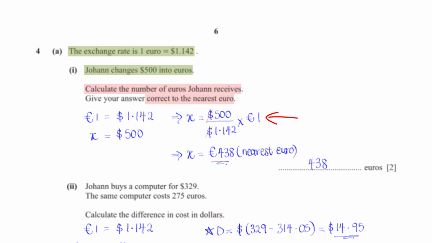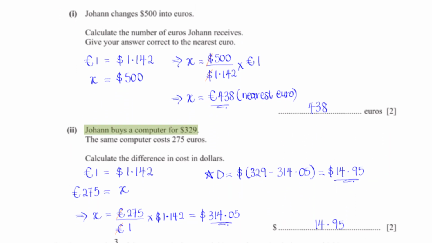And when we type this into the calculator, we get 438 euros, which is correct to the nearest euro. Johan buys a computer for $329. The same computer costs 275 euros. Calculate the difference in cost in dollars.